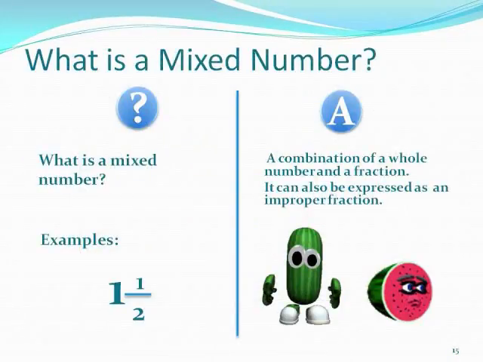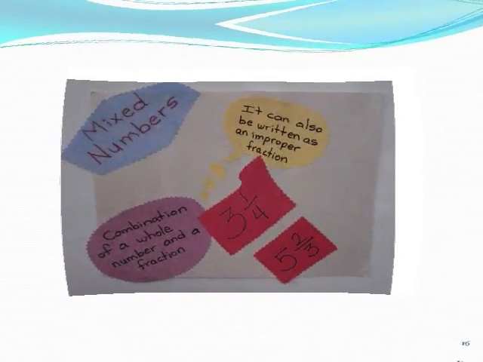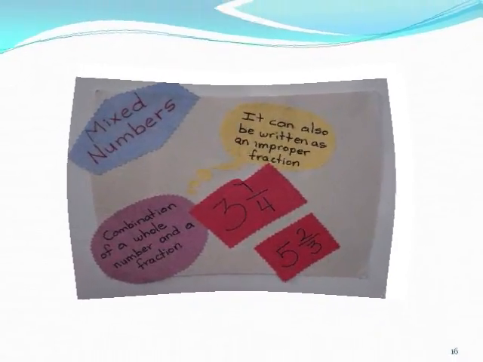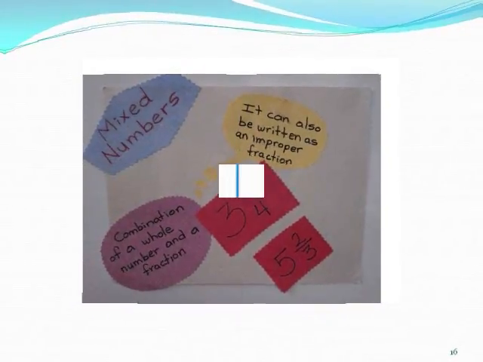What is a mixed number? A mixed number is a combination of a whole number and a fraction. It can also be expressed as an improper fraction. For example, 1 1/2. These are some examples of mixed numbers: 3 and 1/4, 5 and 2/3.